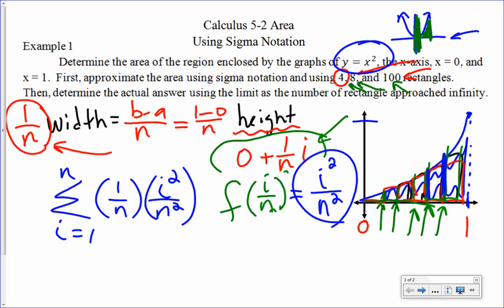But when we get done, we're going to do 4, 8, and 100. But basically, once we get done, could I ask you for any number of rectangles? Yes. No, the first one's 1 over n, and the second one's i squared over n. Yep.